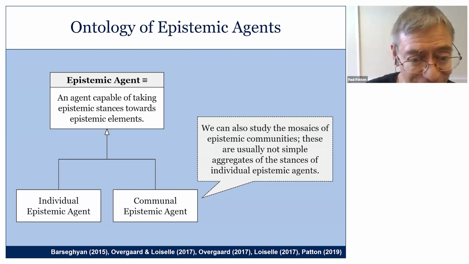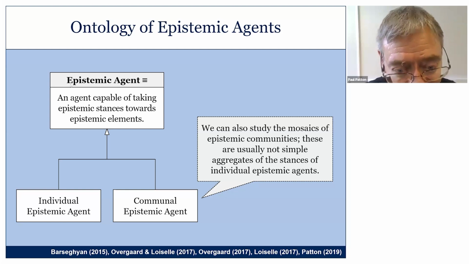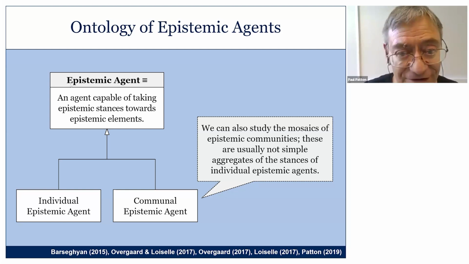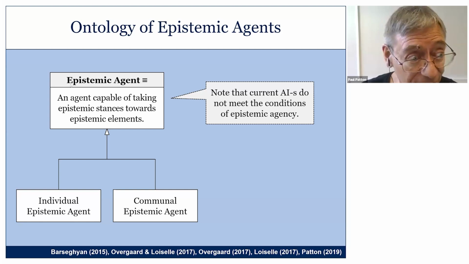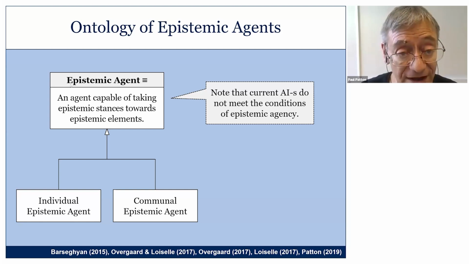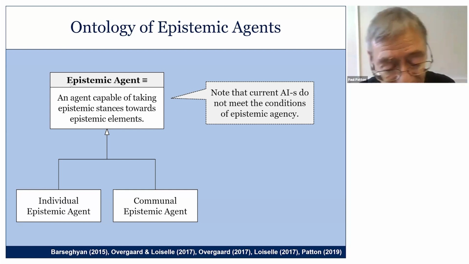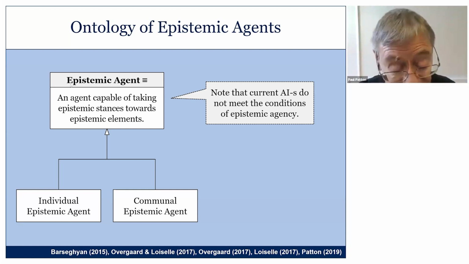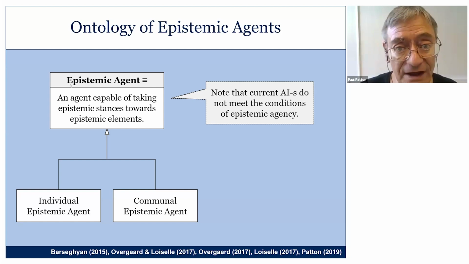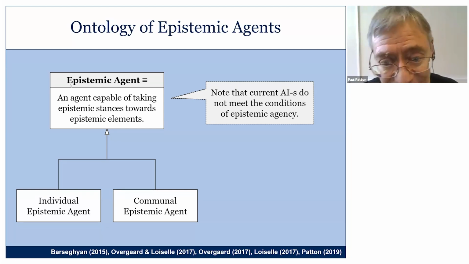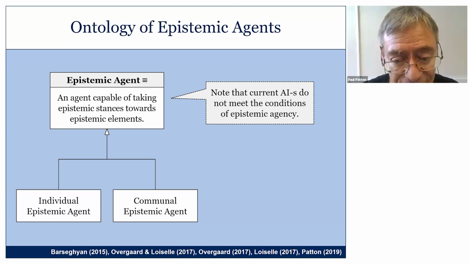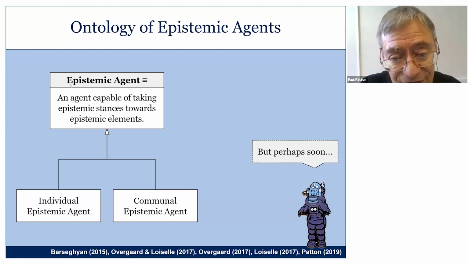Now, another question, which is increasingly pressing given recent developments, is: can an AI be an epistemic agent? Well, if you look at the cognitive abilities that I just mentioned, the ability to pursue a goal, to have semantic understanding of epistemic elements, and to choose among them with reason, I think it's not the case yet that AIs can do this, but perhaps soon.